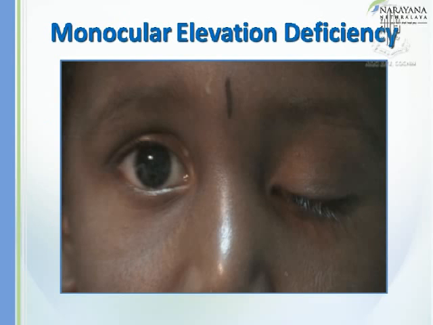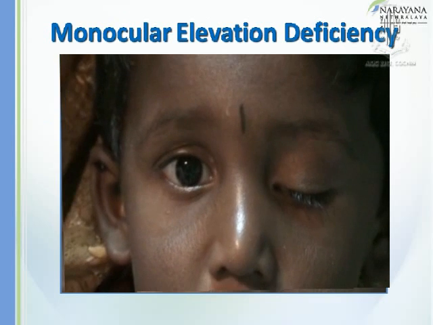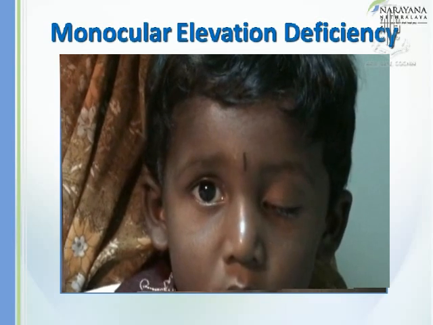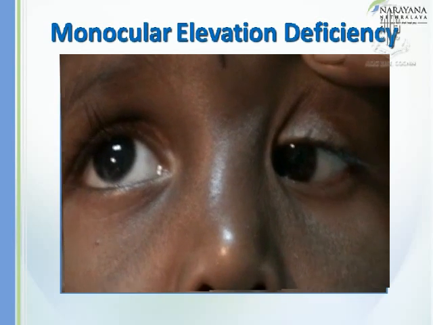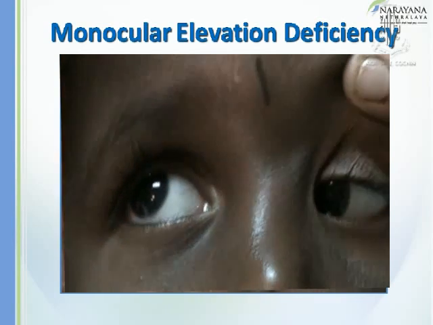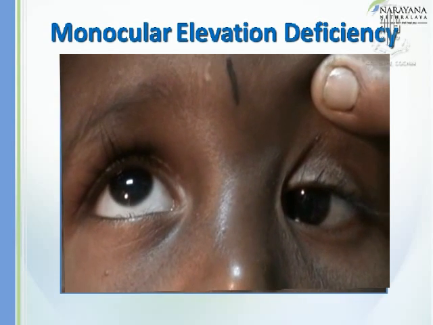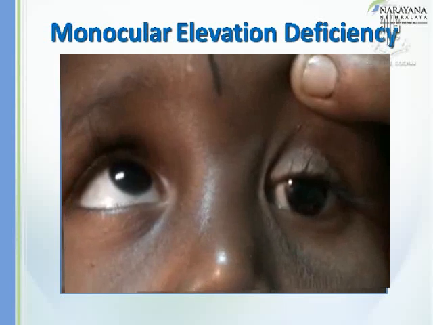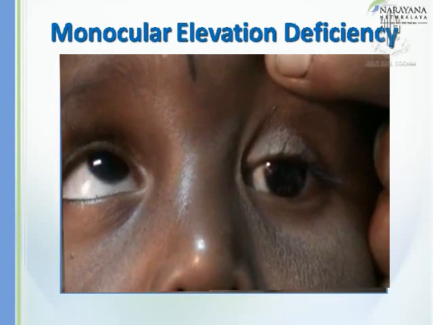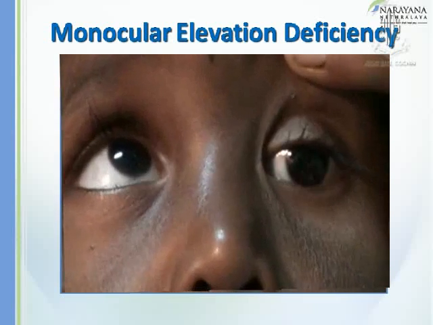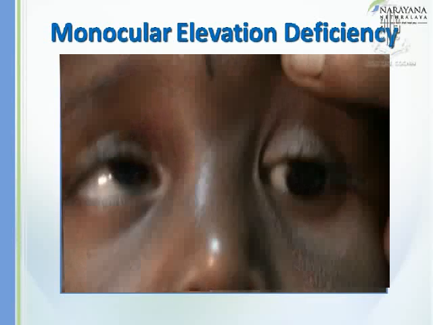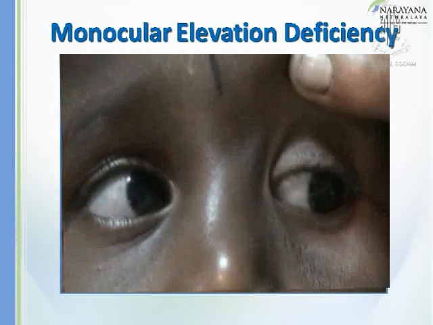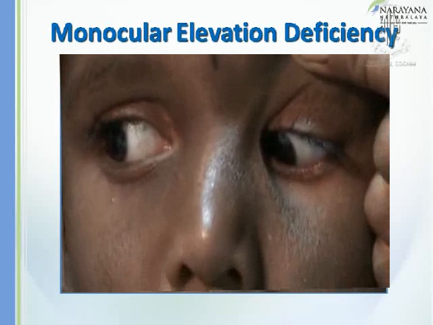Now if you look at this child, this is a case who had a monocular elevation deficiency. You see that he has a left eye ipsilateral ptosis, and in addition you see when he is trying to elevate, the eye either moves in adduction, well, straight up, and even in abduction. This has to be differentiated from Brown's, where the eye does not elevate in adduction, but in abduction the eye does elevate. So you need to do a thorough evaluation of this case.